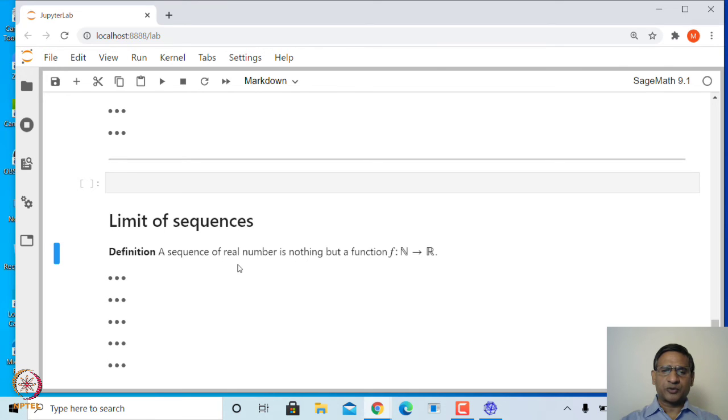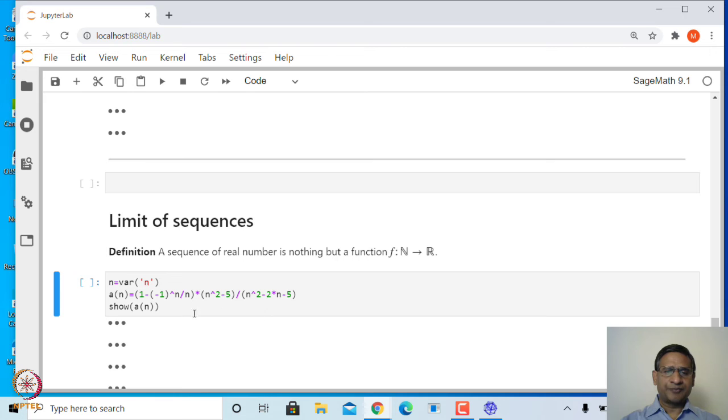So, first of all, what is a sequence of real numbers? It is nothing but a function from the natural numbers to R. Any function from the natural numbers to R is called a sequence, and the image of n under f, which we can denote by fn, is generally called the nth term of this sequence. Usually you denote it by xn, right. And so, let us look at an example.